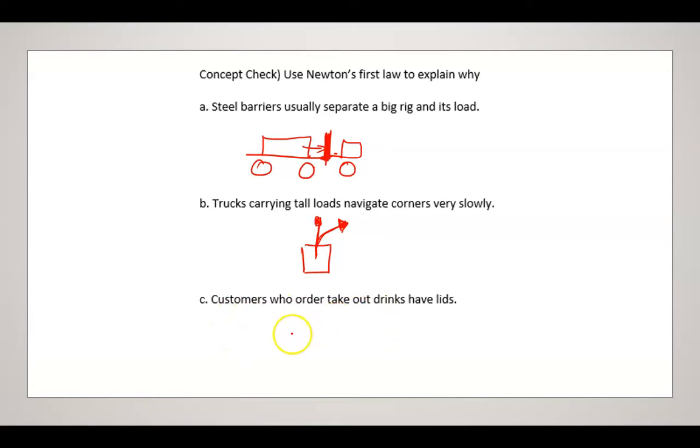Customers who have takeout drinks have lids on them. Well, if we think about the coffee cup, especially when it's full of steaming hot coffee, we'll want to put a lid on this so that as things move back and forth because of the motion of us starting and stopping, we don't want the liquid to be splashing up and out whether we're starting or stopping.